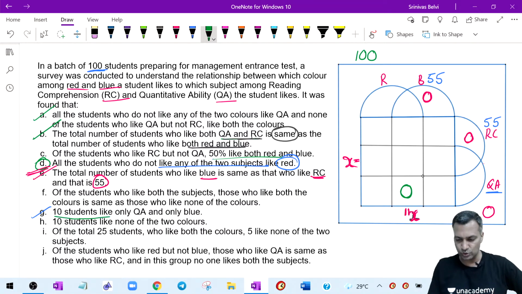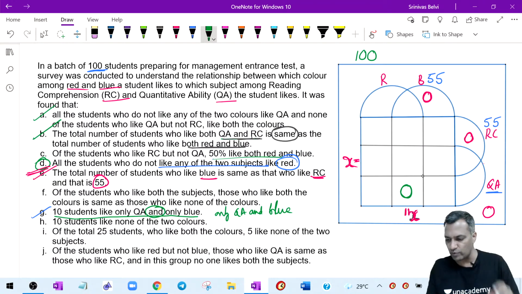So what is this? 10 students like only QA and only blue. And means two things together. So this sentence can also be written as only QA and blue. That is also okay. There are 10 students who like only QA and blue, which means two cells of two. This is one of the regions of two.